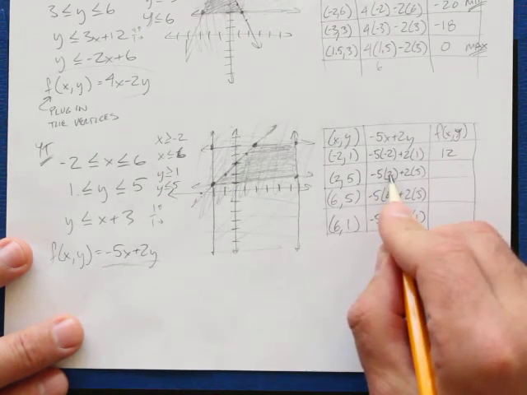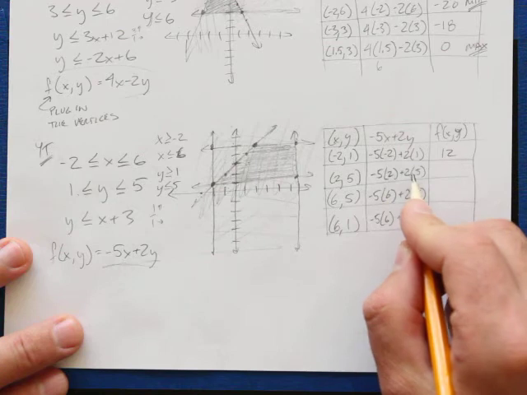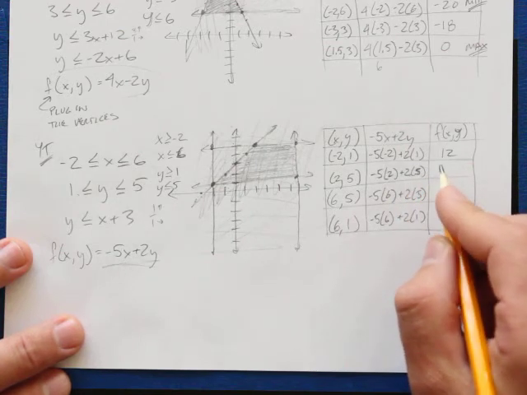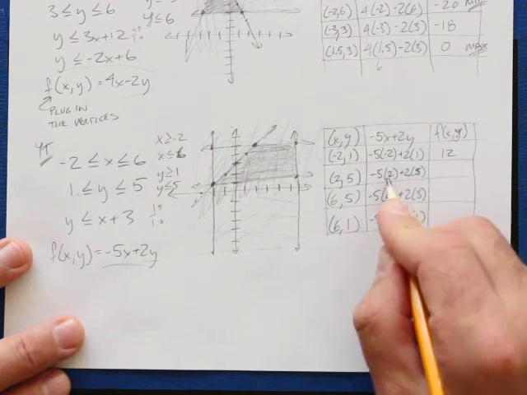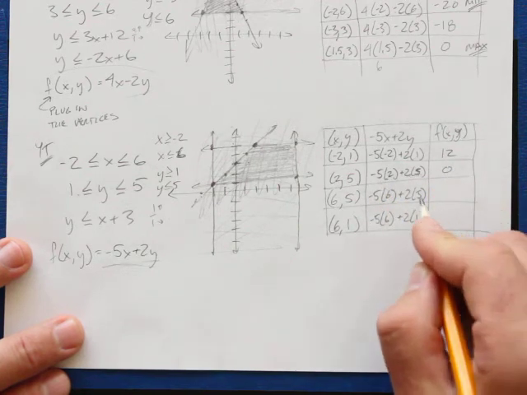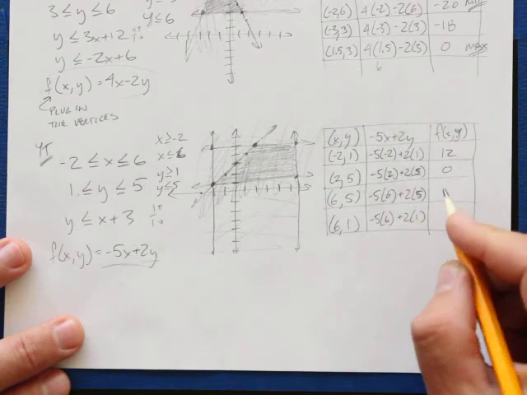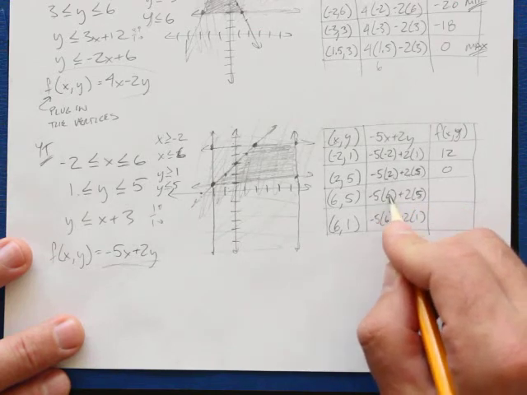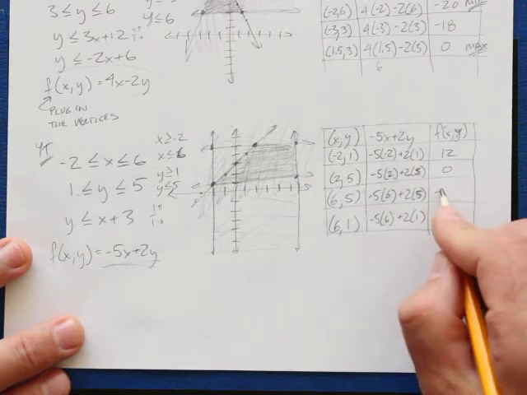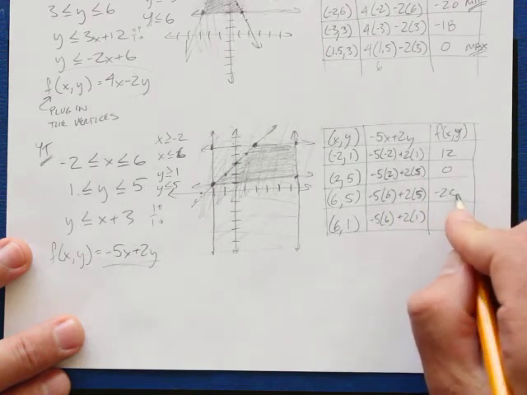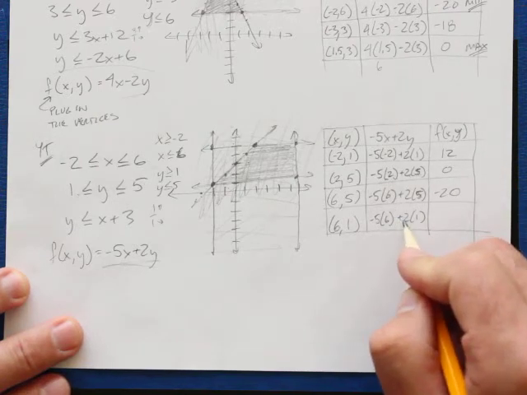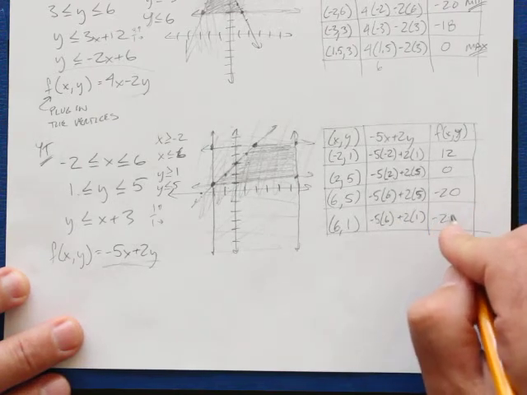Negative 5 times 2 is negative 10. Negative 10 plus, this is a 5 here, plus 10 is 0. This is a 5 here as well. Negative 5 times 6 is negative 30, plus 10 is negative 20. And then my last one here is negative 30 plus 2, which is going to give me a negative 28.